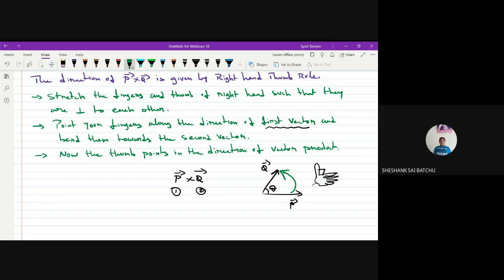Sir, can you explain once again? Listen. Do this step by step. First of all, stretch your forefingers and thumb perpendicular to each other. Then place your fingers along the direction of P. Bend them towards Q. Tell me in which direction is your thumb pointing. Sir, no matter how much I bend, the thumb is pointed to north only, sir. How can I know where is north, sir? The top, right?